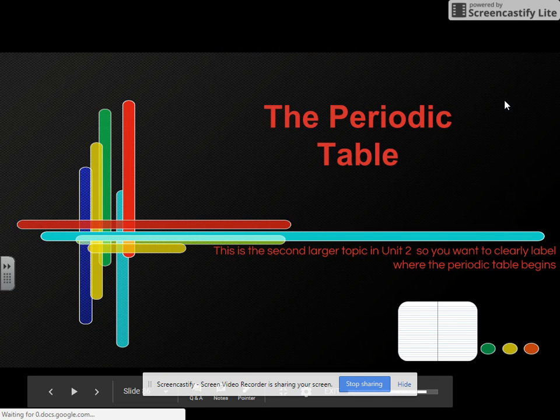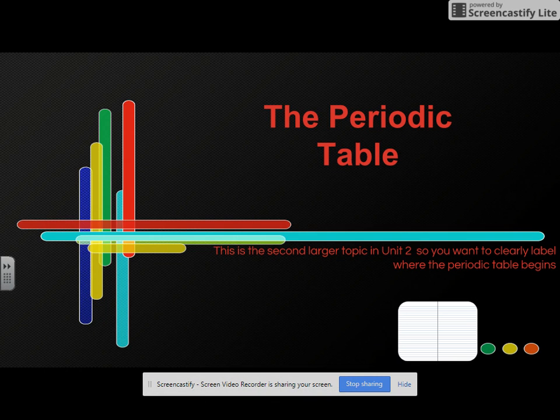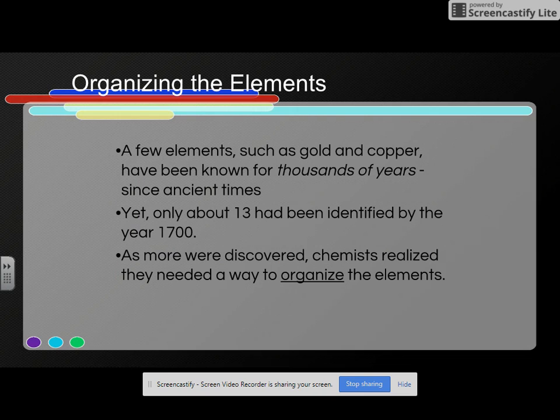This is Ms. Moore. I'm going to quickly walk you through how to look at the periodic table. Okay, so this is the second big topic in this unit. So far, you understand that the periodic table is basically a big table that organizes all of the elements.